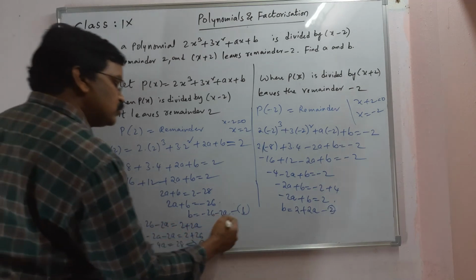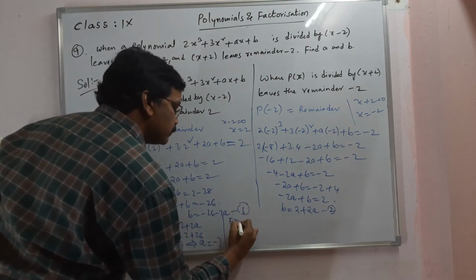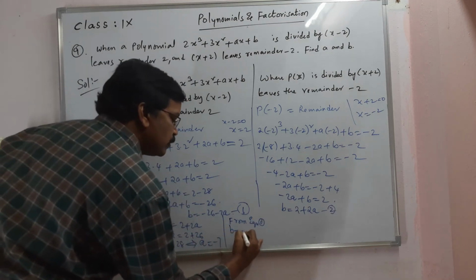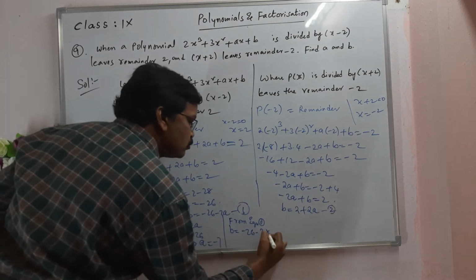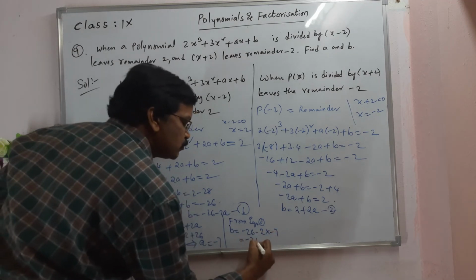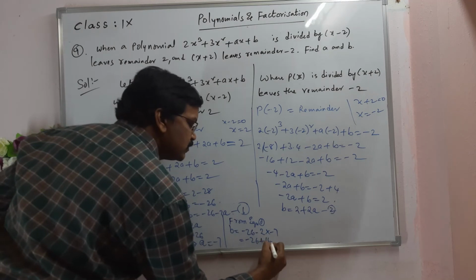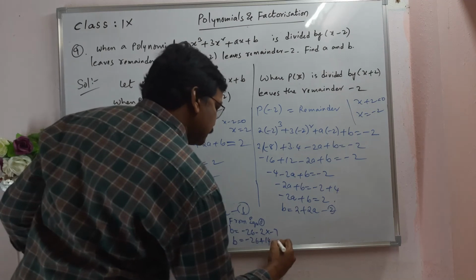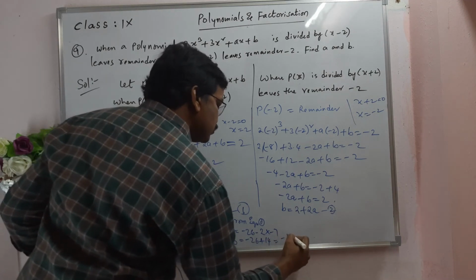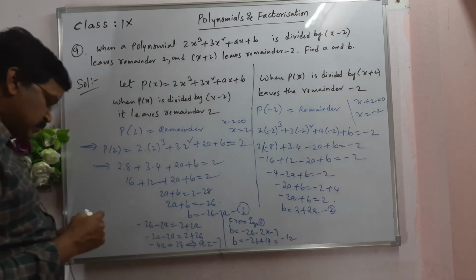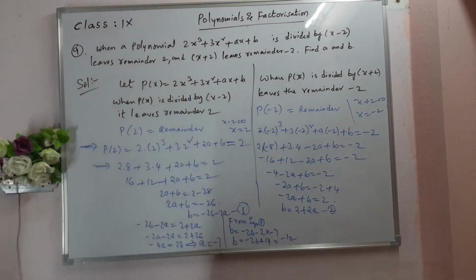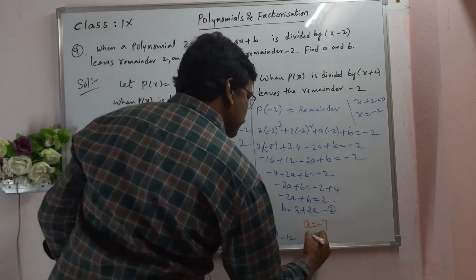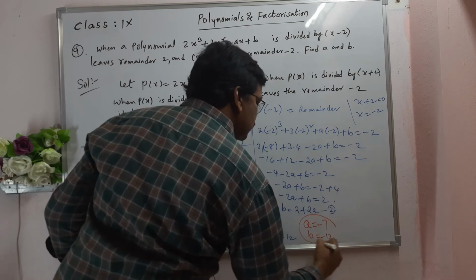Substitute this a value in equation 1. From equation 1, b is equal to minus 26 minus 2 into minus 7. So this is minus 26, minus into minus plus, 2 sevens are 14. So b is equal to minus 26 plus 14, which is minus 12. So b is equal to minus 12. A is equal to minus 7 and b is equal to minus 12. These are the two values.